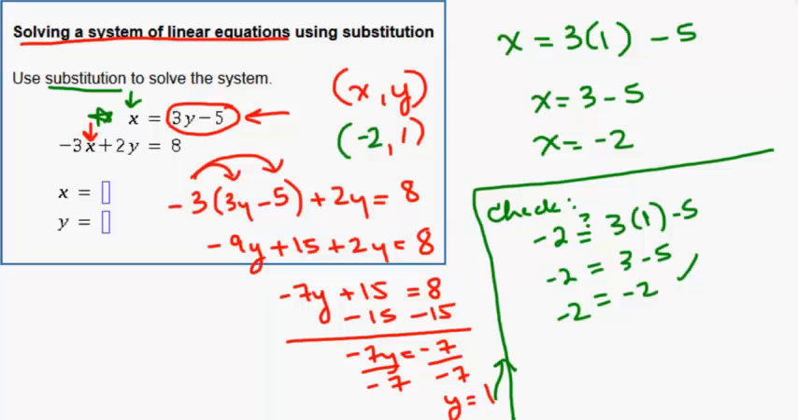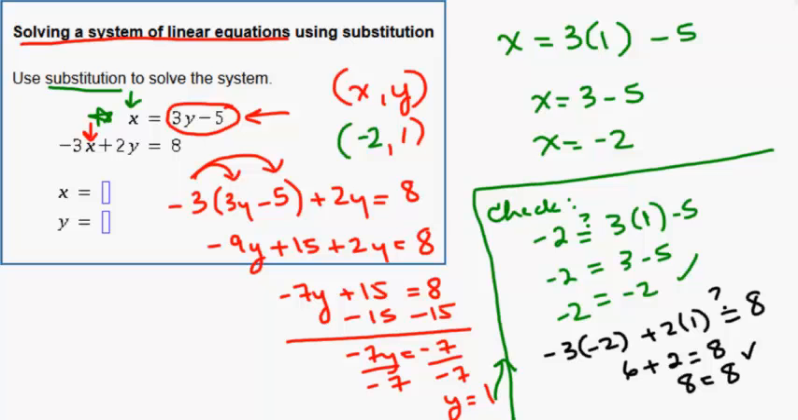So now we're going to go into the second one. This is -3 times x, and we said x is -2, plus 2 times y, and y is 1, and we want to know, does this equal 8? So -3 times -2 is 6, 2 times 1 is 2. Does it equal 8? And it does.